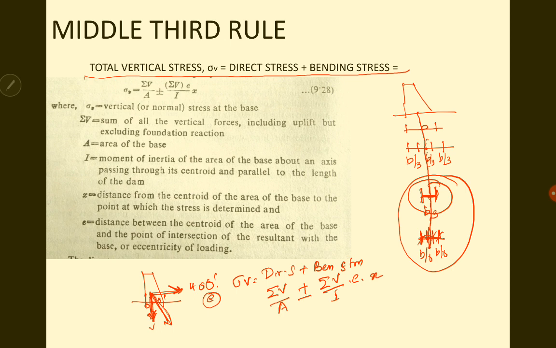Now, we will just understand these terms in more detail. What is the sigma V? Sigma V is the vertical stress at the base. What is the stress that comes in the base of the dam? And sigma V is all the forces that act in the vertical direction. A is the area of the base. I is the moment of inertia of the base, X is the distance from the centroid, and E is the eccentricity.